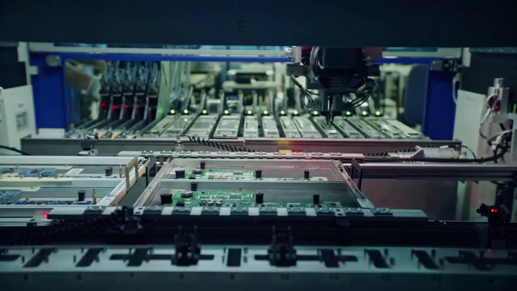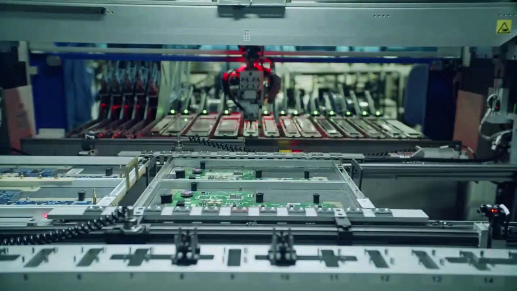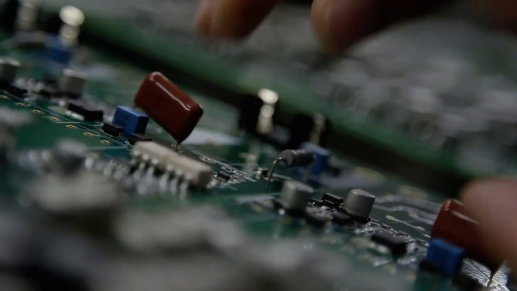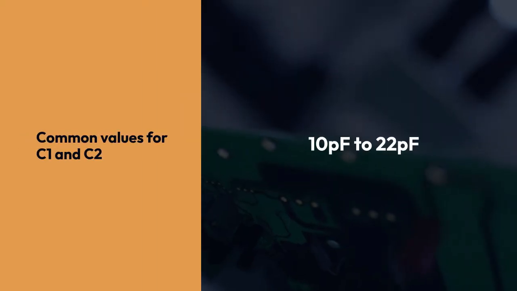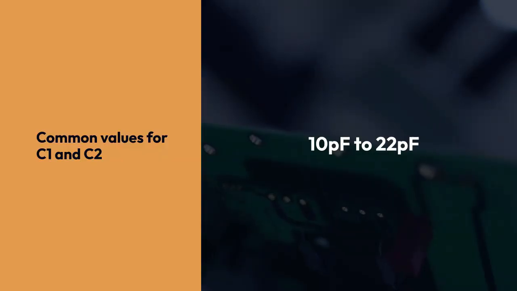C_stray accounts for parasitic capacitances from the PCB traces and MCU pins. For simplicity, C1 and C2 are usually chosen to be equal. For STM32F4, common values for C1 and C2 range from 10 pF to 22 pF.